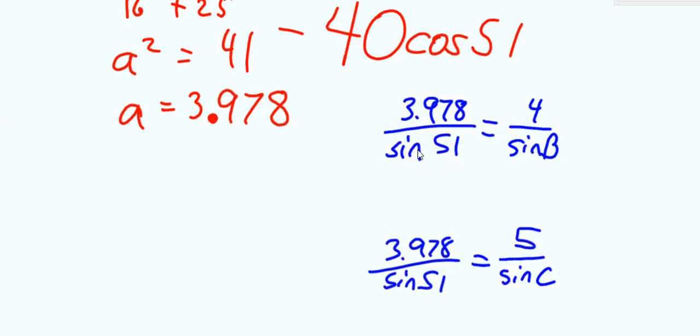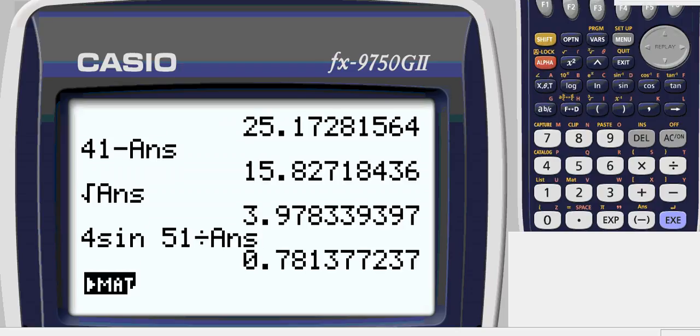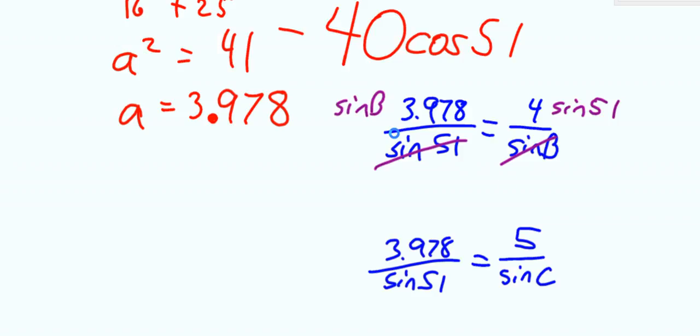So when you multiply this out, you're going to get 4 times sine 51. You would multiply the sine B to the other side. And so we'll do 4 sine 51 divided by 3.978, or sine 51 and we could just say divided by answer. It will be really precise. So 0.781, that equals sine B.